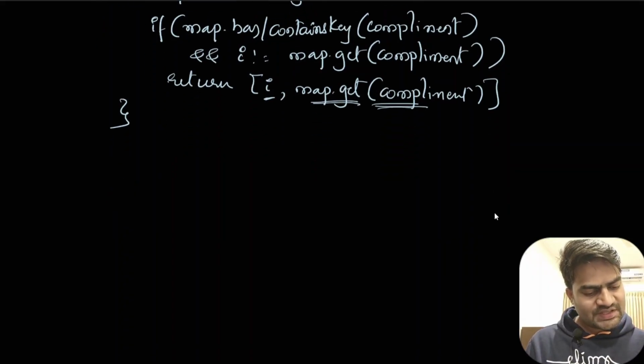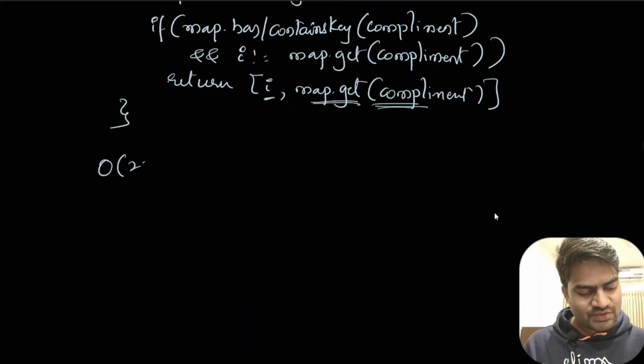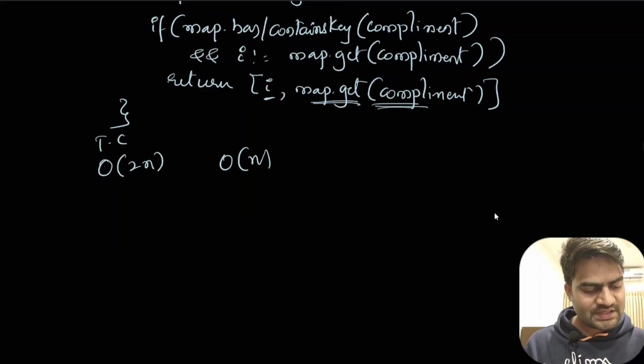Now, if you see, it is already optimal, right? O of 2n and O of n. This is time complexity, this is space complexity. Is there any way where we can improvise this to order n? Is it possible? Yes, let us see.